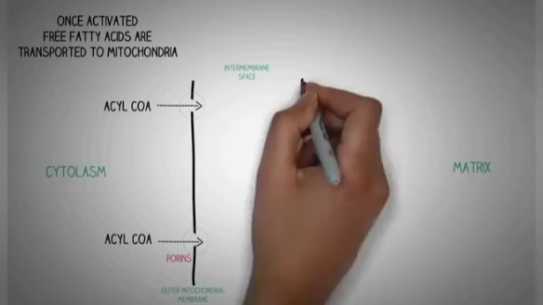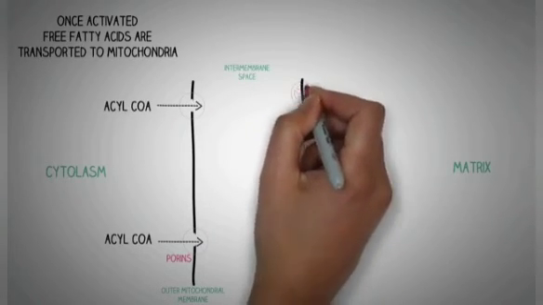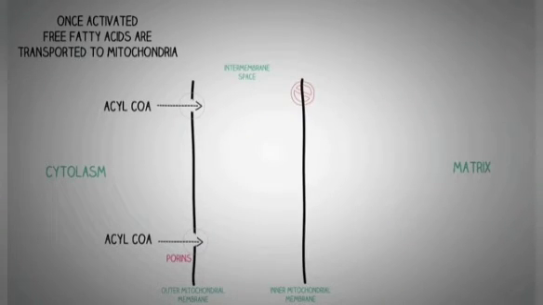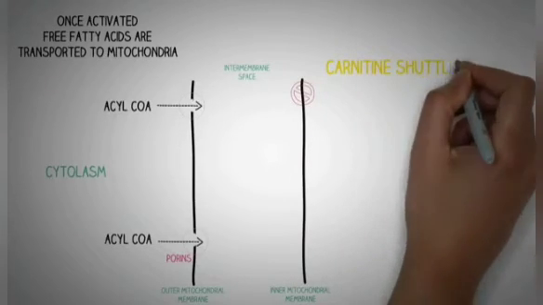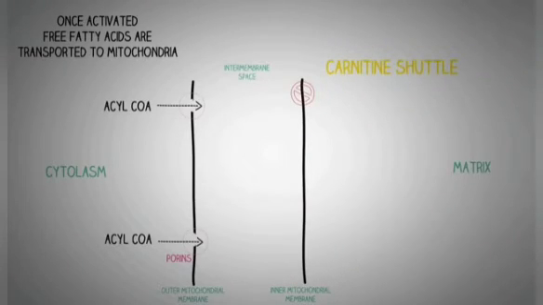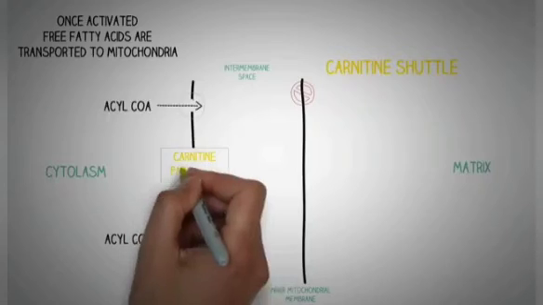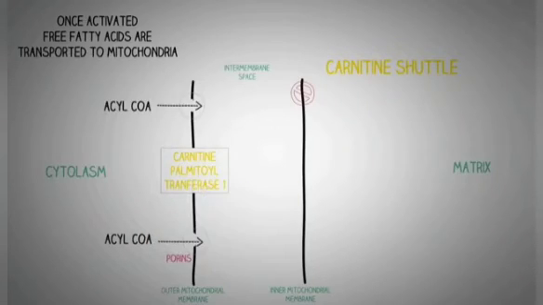But after that, the inner mitochondrial membrane is not permeable, so we require a special mechanism to transport the acyl-CoA through the inner mitochondrial membrane into the matrix. This mechanism is called the carnitine shuttle. Now the carnitine shuttle contains many enzymes, and one of them is the carnitine palmitoyl transferase 1 located in the outer mitochondrial membrane.